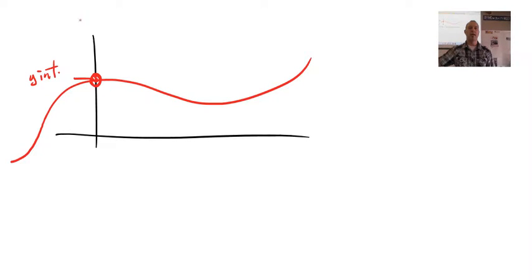But what if I go down like this now? So now I have an x-intercept right here. Okay?